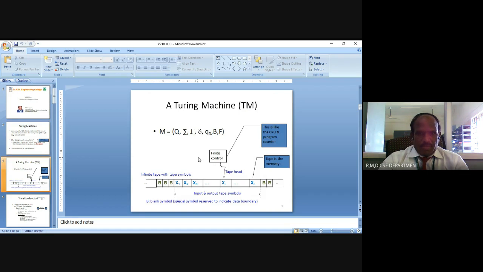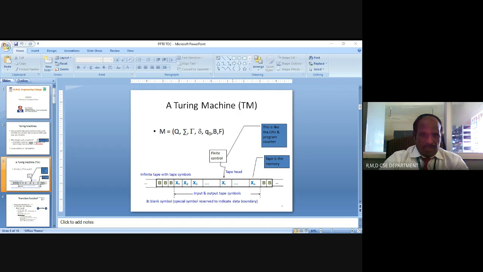Turing machine definition. There are 7 tuples. Q is the set of states, Sigma is the set of inputs, Tau is the tape symbols, Delta is the transition function, Q0 is the starting state of the Turing machine, B is the blank symbol of the tape, and F is the set of final states of the Turing machine.